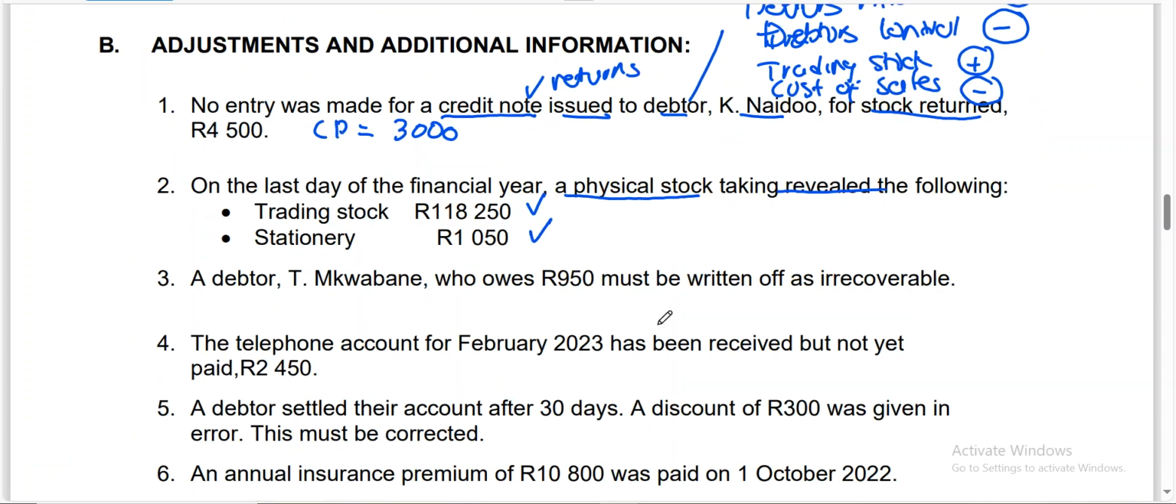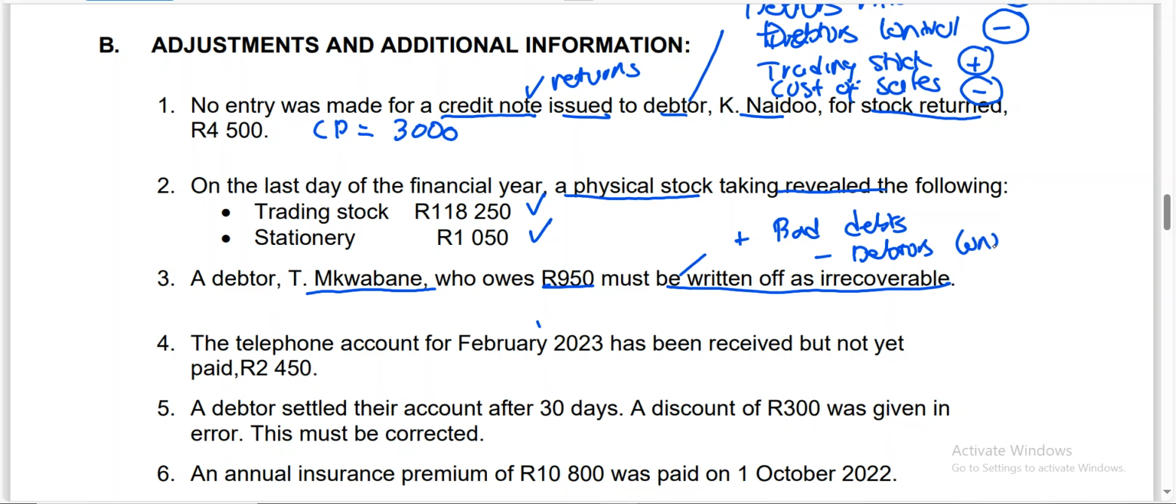Next adjustment says that a debtor T Mkwabani, who owes 950, must be written off as irrecoverable. Remember, I said once you write off someone, it's a plus to bad debts, and then a minus to your debtors control. This will work when you do your balance sheet also, so it will help you to be able to know how to interpret this. So in this case, we are only dealing with the income statement, so it means that our bad debts will increase by 950.